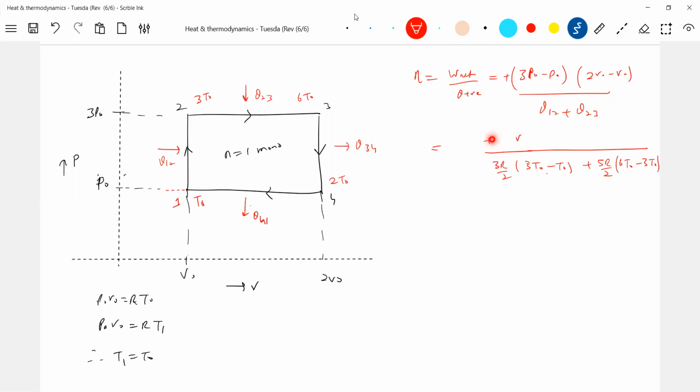Please revise all the formulas because in the exam you are supposed to write direct steps of this kind. 6 T naught minus 3 T naught, sorry, 3 T naught. So Q12 will be 3R T naught, and Q23 is 5R by 2 times 3 T naught, which is 15 by 2, so 7.5 R T naught. What is R T naught? R T naught should be P naught V naught. So substituting that, we get 2 P naught V naught, 3 P naught V naught.